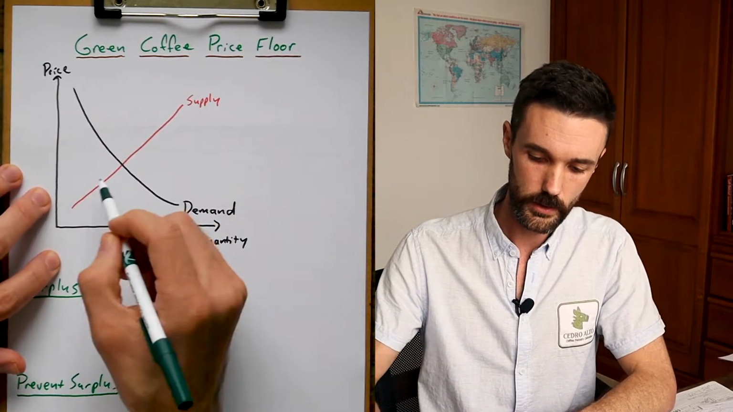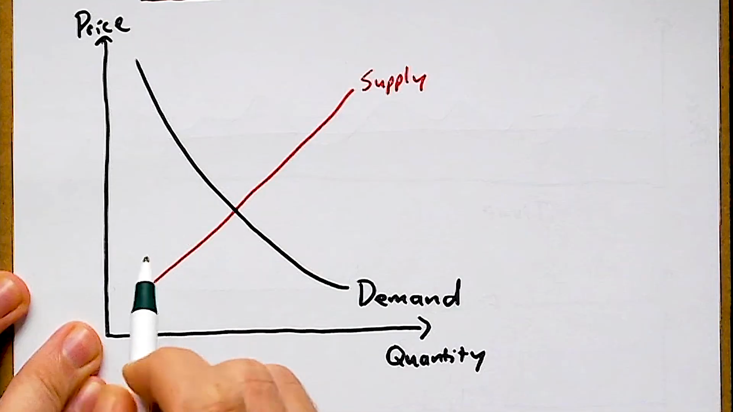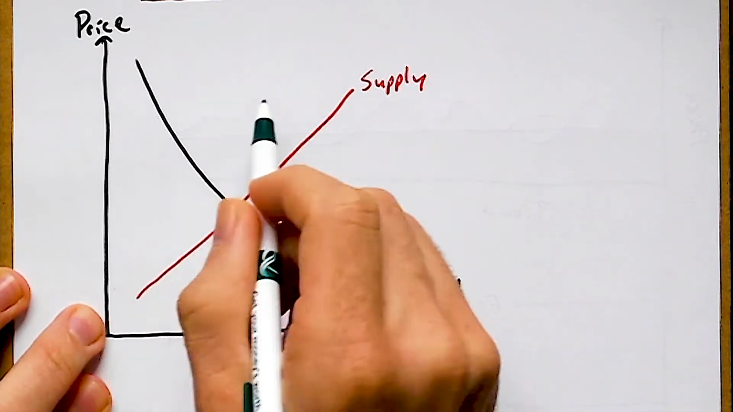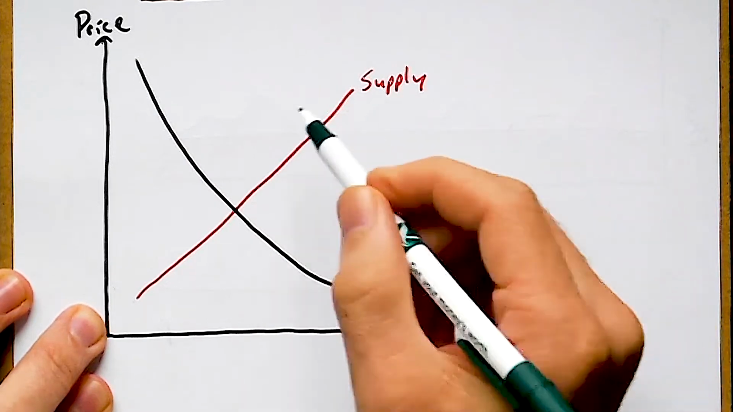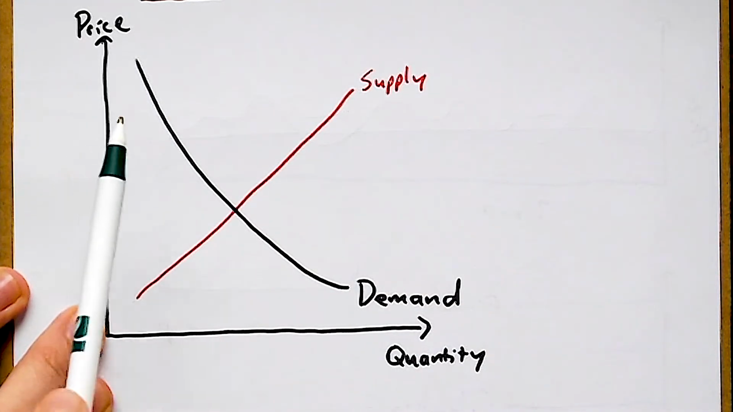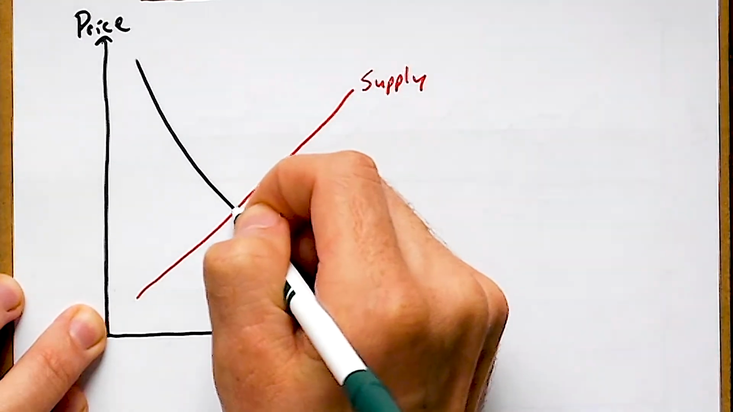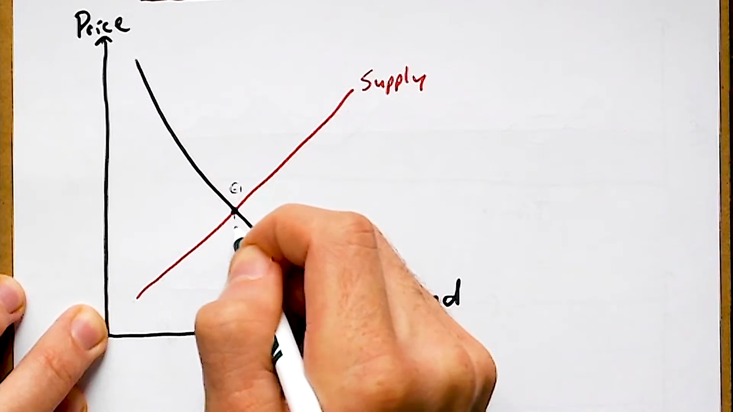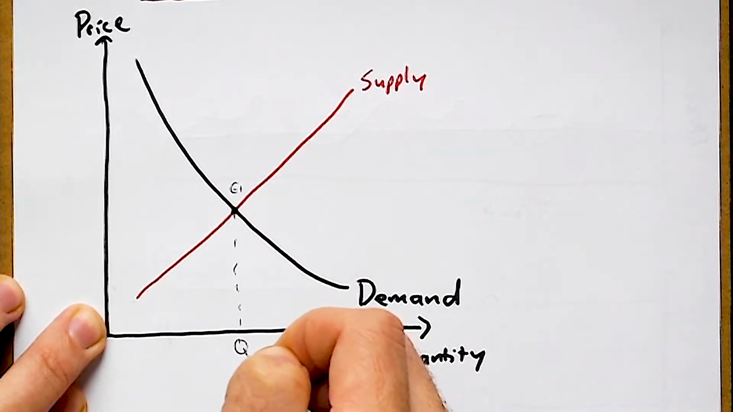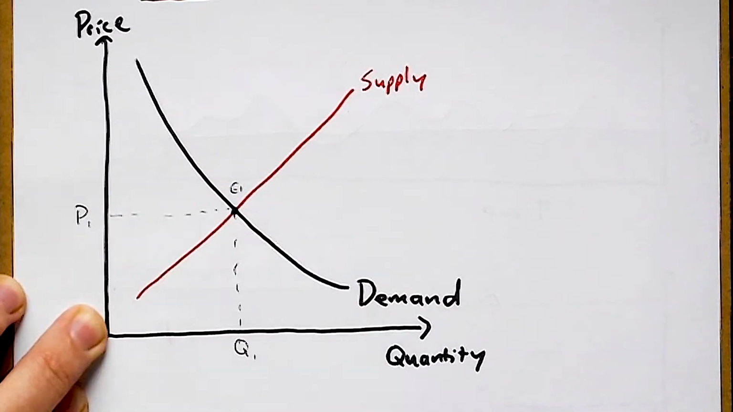So here we have our supply and demand curve, again, as all the graphs we've looked at. Lower price, lower quantity supplied. Higher price, higher quantity supplied. Demand is downward sloping, so the lower the price, the more people want to buy. The higher the price, the less people want to buy. This is our equilibrium E1, at equilibrium quantity Q1 and equilibrium price P1.